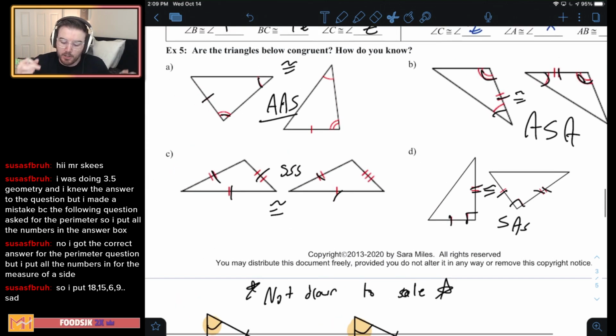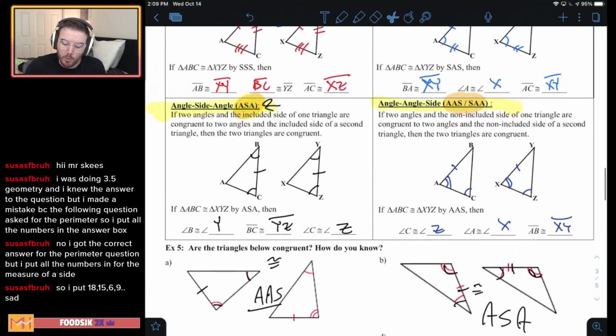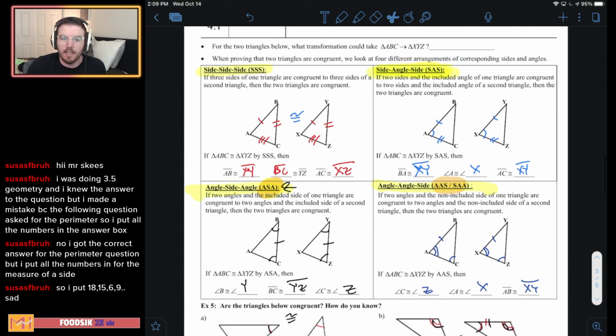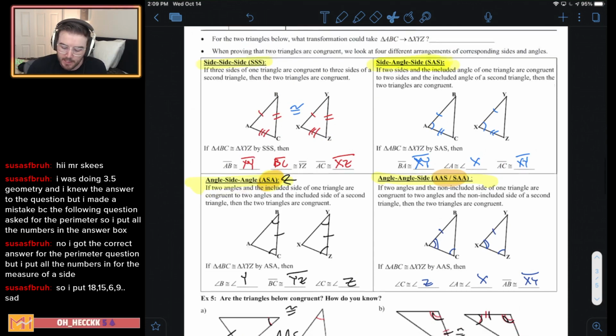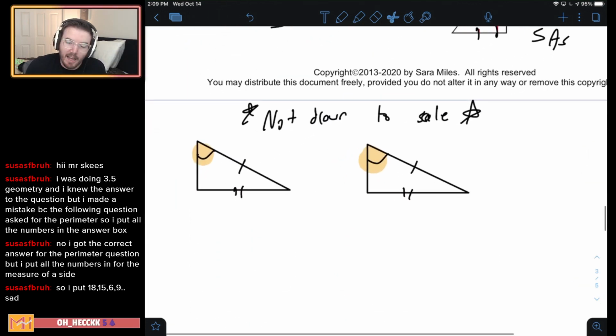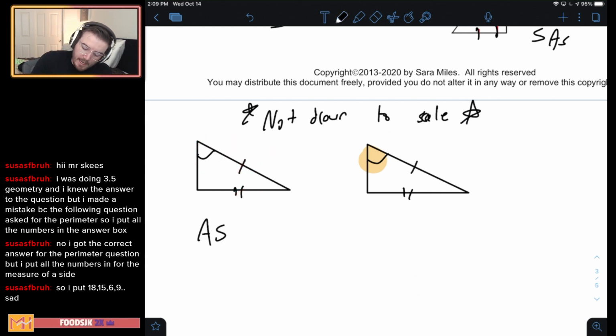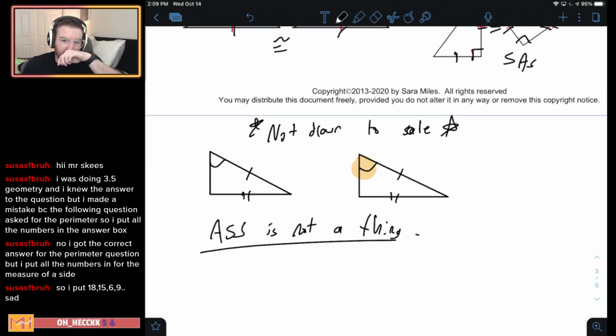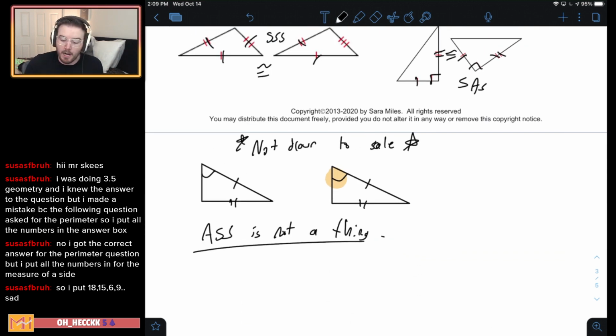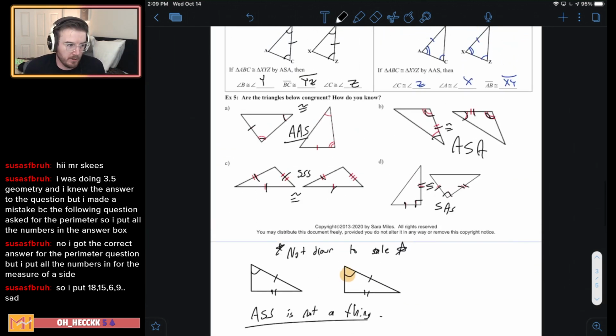These triangles are congruent because they follow one of these four things. These guys are the almighty grail, right? There's not enough info in this drawing, right? This is angle, side, side. And my funny joke for you, ASS is not a thing, okay? ASS is not a proper way of proving triangles congruent.